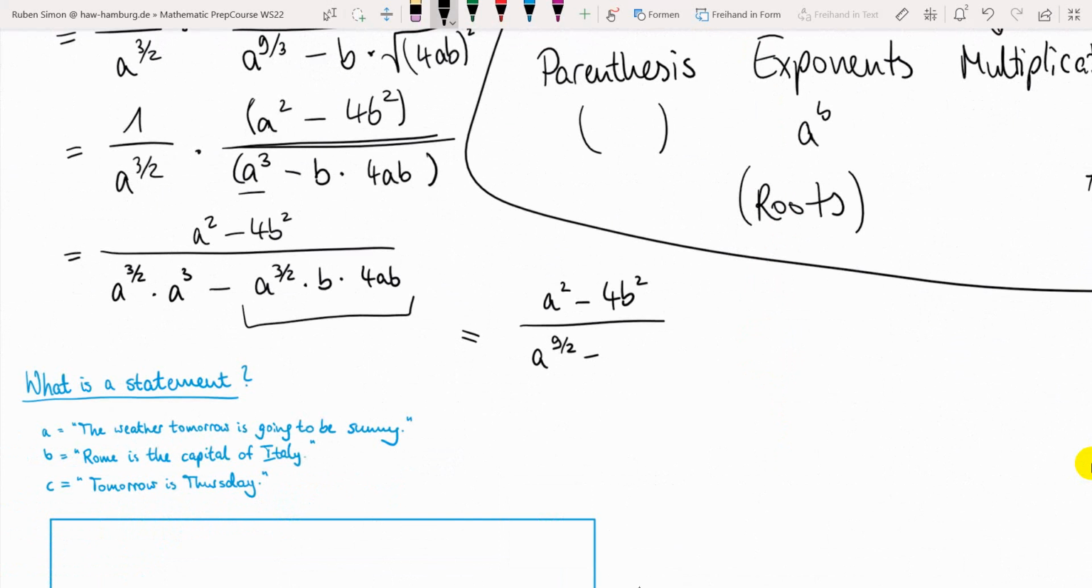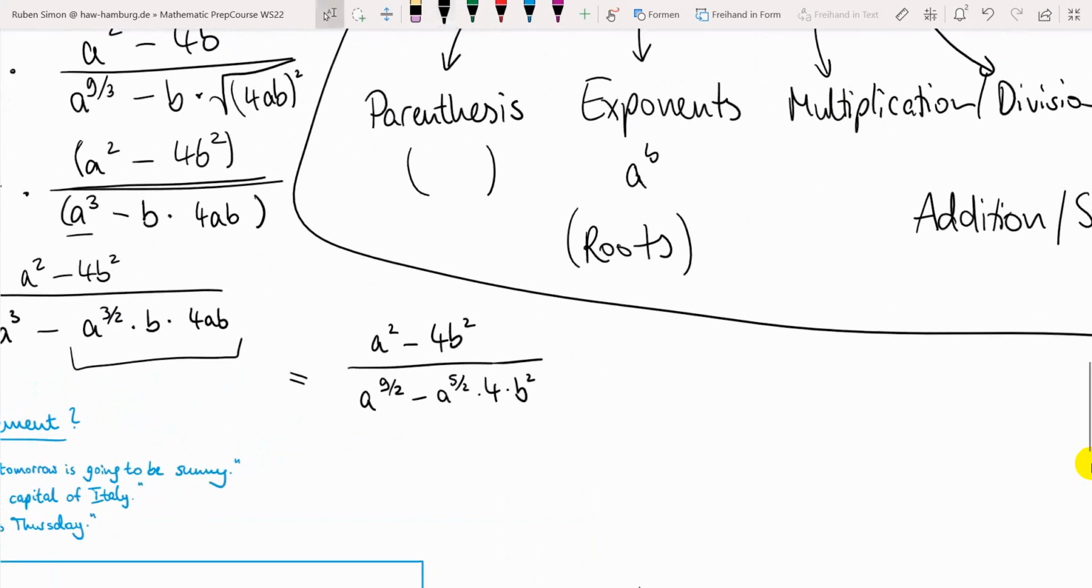And 3/2 plus 1 makes 5/2. Of course, there is still 4, and there's b times b, which is b squared, correct? And what can we do now?